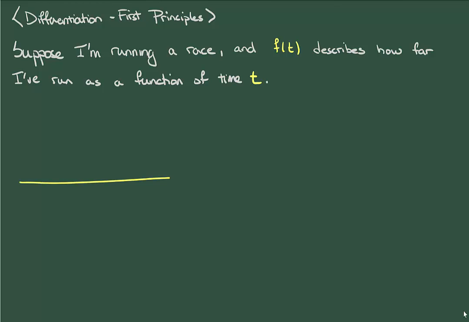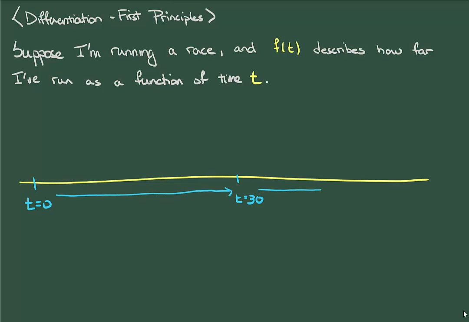And let's say that t is measured in minutes, so f of 30 is how far I've run in 30 minutes. Let's say I start off strong, running very quickly for the first 30 minutes or so. Then I start to slow down, and I only run half as far over the next 30 minutes. Then I realize I dropped my hat and have to run back, and that takes me 15 more minutes. Now at this point I'm tired, so I just lie down and I fall asleep.